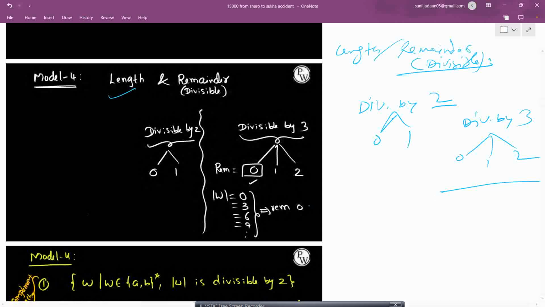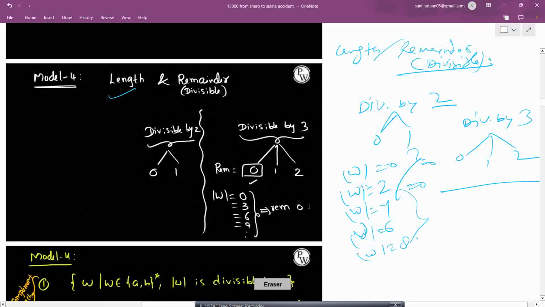So in this case, if the length is equal to 0, the remainder is also 0. Right? Length is 2, remainder 0. Length is 4, remainder 0. Length 8 is still remainder 0. So this is the case.